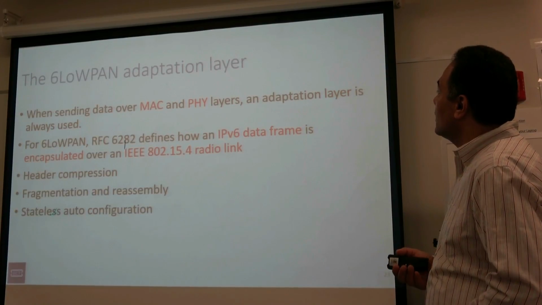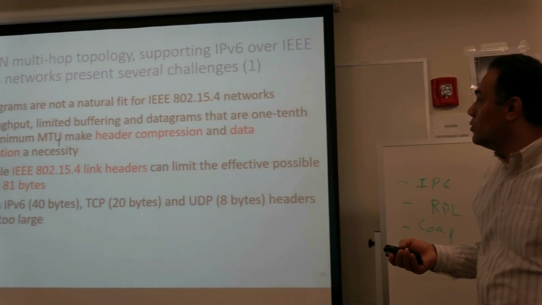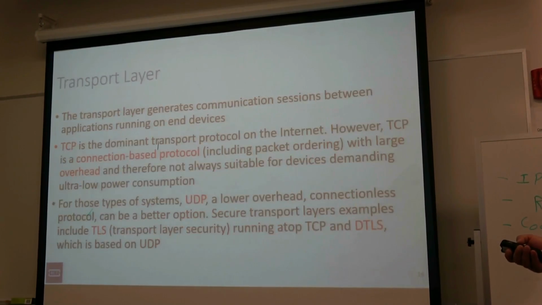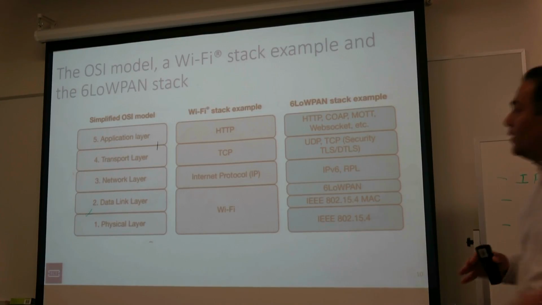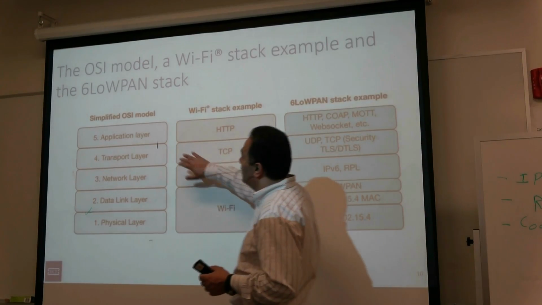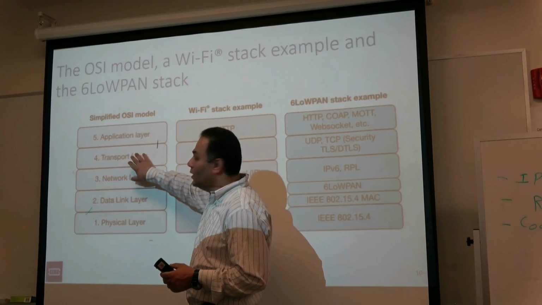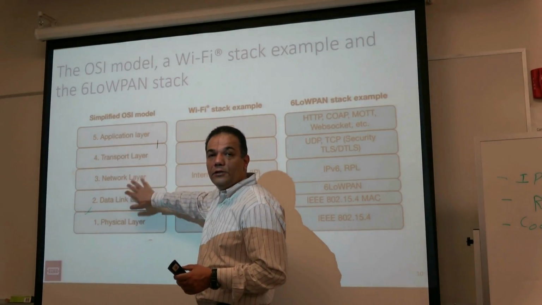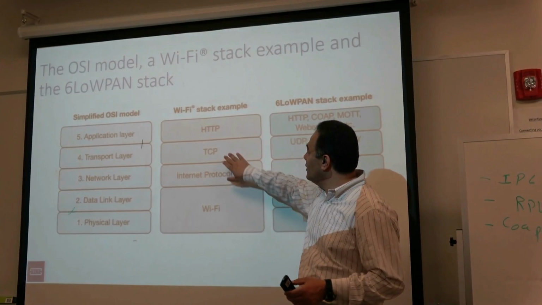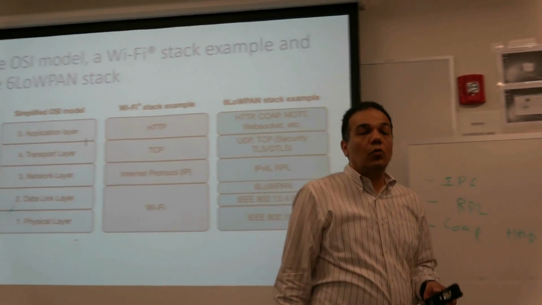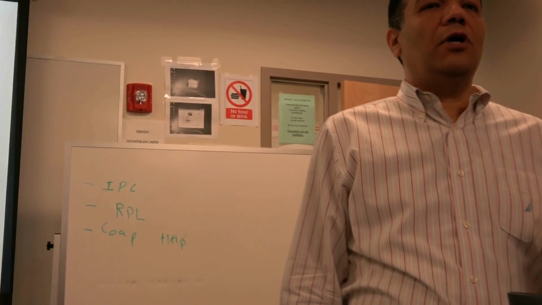All right. So what we have done is an adaptation. Let me go back for those who came late and summarize what I said. In the OSI reference model, as you know, there's a physical layer, data link layer, network layer, then a transport layer. In Wi-Fi, for example, we have the Wi-Fi, the IP, the TCP, the HTTP, right? So what's the problem we have with these IoT devices?